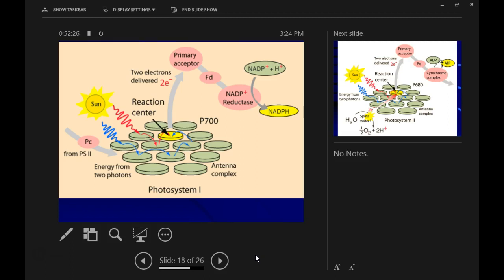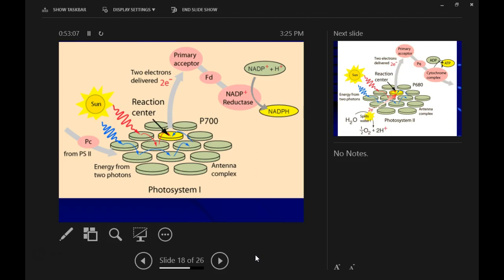And that's where photosystem II comes from. Photosystem II will replace those 2 lost electrons. So one of the functions of photosystem II is to replace the 2 electrons lost by the reaction center of photosystem I. Any questions so far? Alrighty.